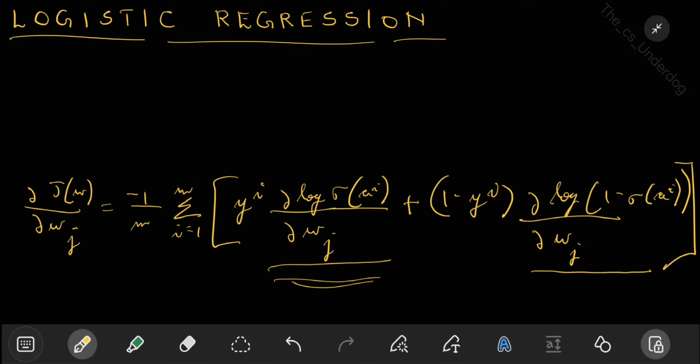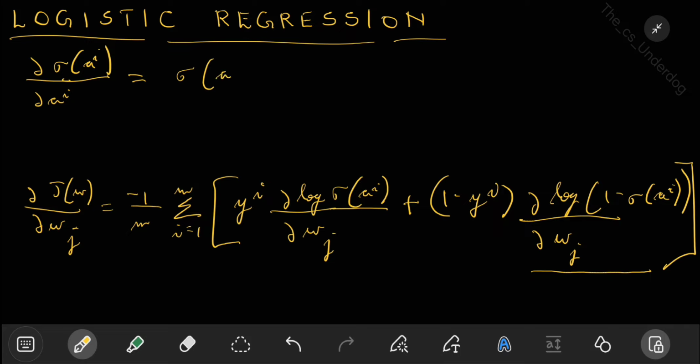The first term is del by del Wj of log sigma ai. To make that simpler, let me first find del by del ai of sigma ai. That is, if you take a logistic function, what is its derivative? We already discussed this in the sigmoid function lecture. The derivative of the sigmoid function is sigmoid of ai into 1 minus sigmoid of ai. So it is a derivative based on the same function. This is the beauty of the sigmoid function.